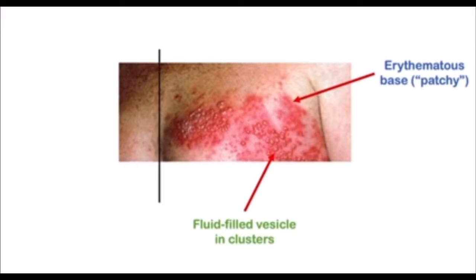And here's the midline of the individual. And as you can see, that acute eruption of shingles doesn't cross the midline. It remains in this dermatome or one or more contiguous dermatomes, but it doesn't cross the midline. So those are very key indicators that this is shingles.